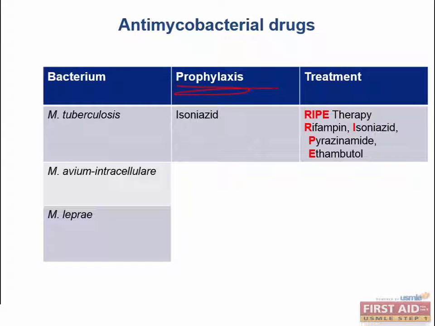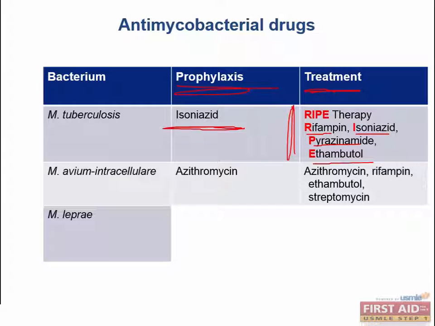That's isoniazid. Very good. Isoniazid is used as monotherapy or single therapy in prophylaxis of Mycobacterium tuberculosis, and it's also used in the multi-drug cocktail for the treatment of active tuberculosis. The mnemonic RIPE is helpful for remembering the 4-drug cocktail that is used for the treatment of active tuberculosis. These drugs include rifampin, isoniazid, pyrazinamide, and ethambutol. Azithromycin is the drug used for prophylaxis against Mycobacterium avium intracellulare. Azithromycin can be combined or used with rifampin, ethambutol, and streptomycin in very serious disease.